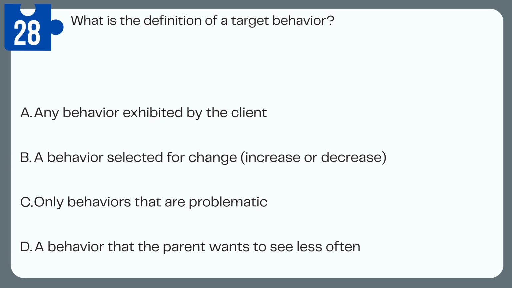Question 28. What is the definition of a target behavior? A. Any behavior exhibited by the client. B. A behavior selected for change, increase or decrease. C. Only behaviors that are problematic. D. A behavior that the parent wants to see less often.